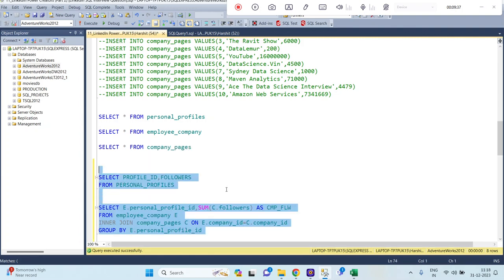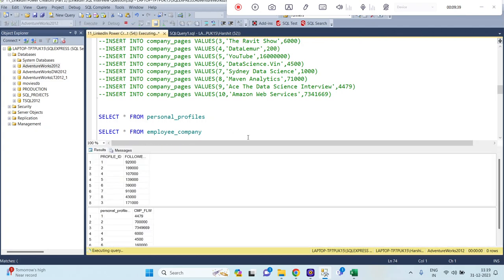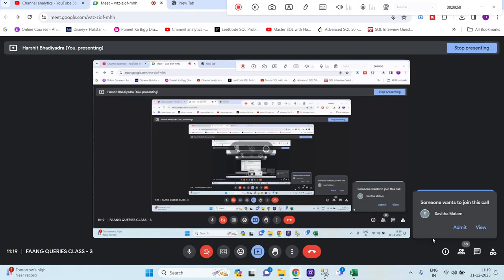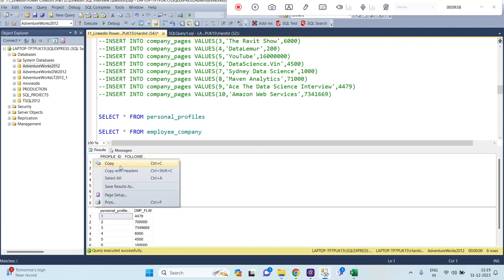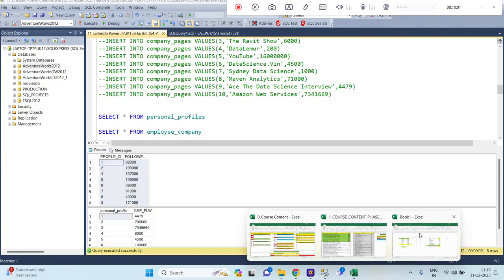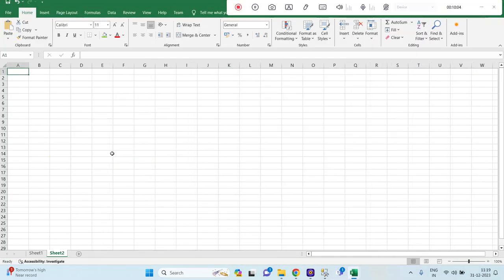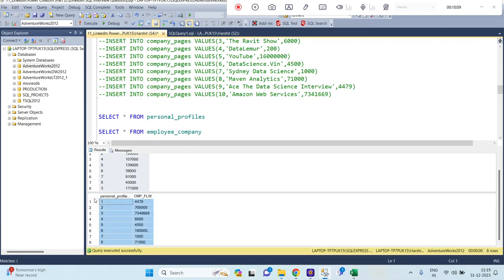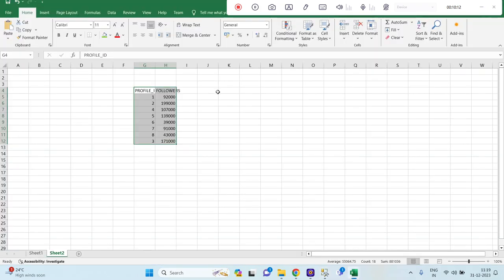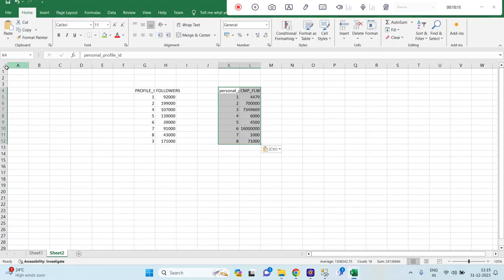Now let me know, these are the two tables. Now what we need to do, or can anyone tell me what will be our result set? What will be our result set? Again, I am taking this data into an Excel file.